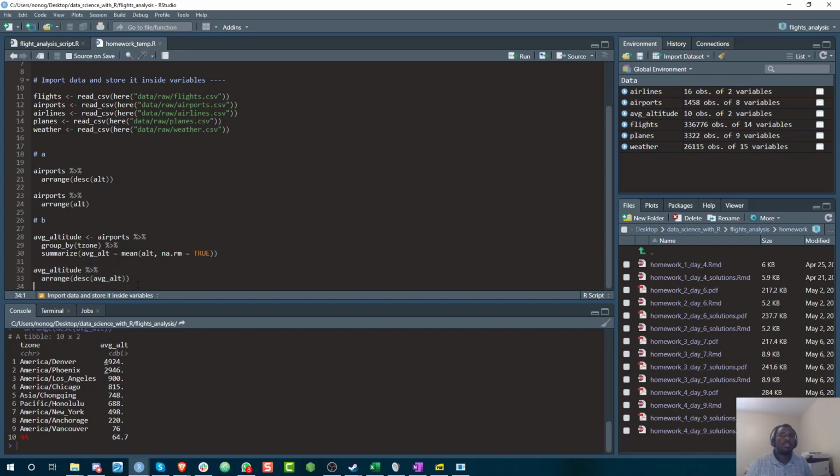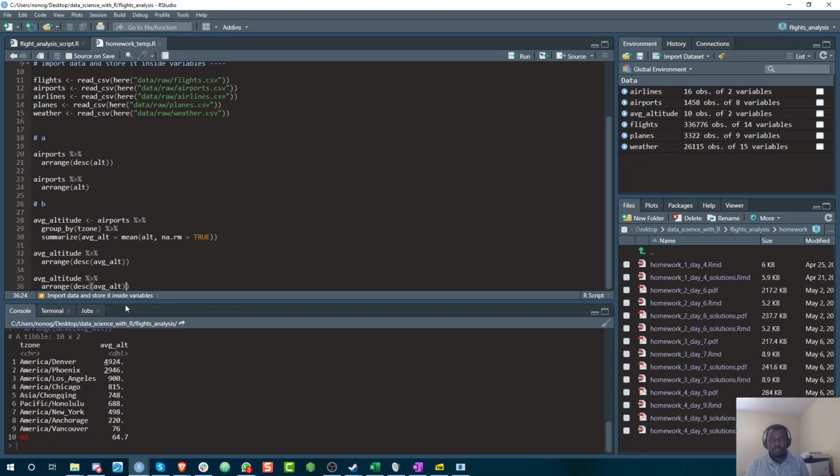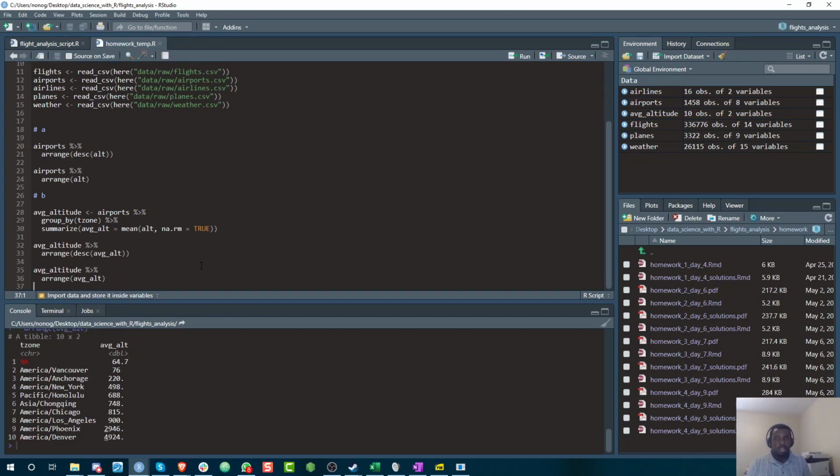Now the lowest average altitude, I'm just going to remove the descending here, and when I run it, it's actually a time zone which is not named. But the next one that we know about is Vancouver. Vancouver is in Canada.